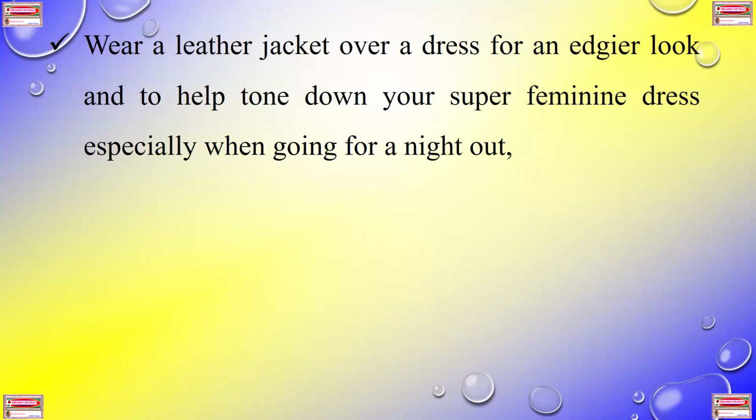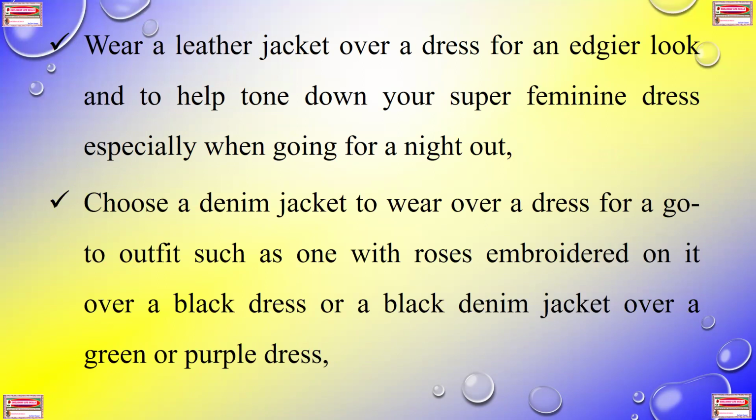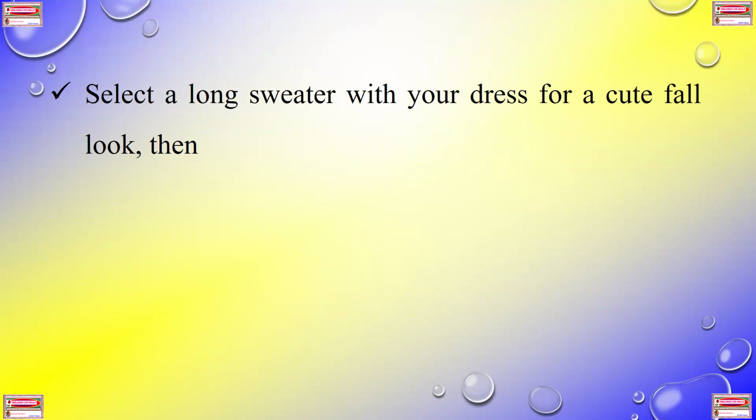Finally, or number three, wear a leather jacket over a dress for an edgy look and to help you tone down your super feminine dress, especially when going for a night out. Fourthly, or four, choose a denim jacket to wear over a dress for a go-to outfit, such as one with roses embroidered on it over a black dress or a black denim jacket over a green or purple dress. Fifth, or number five, select a long sweater with your dress for a cute fall look.